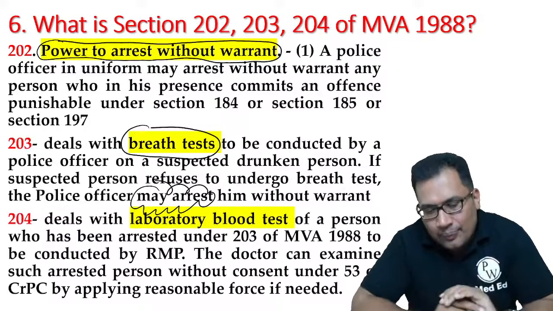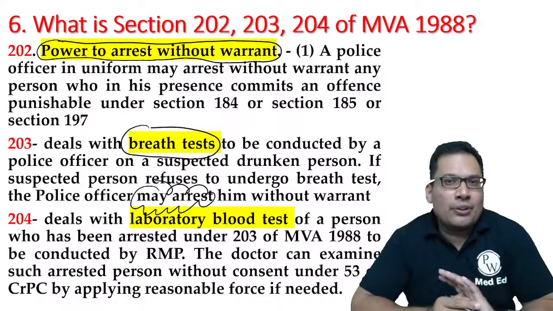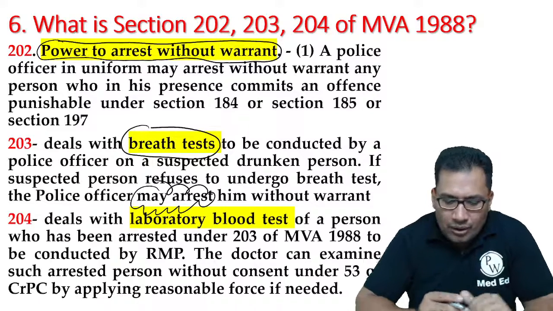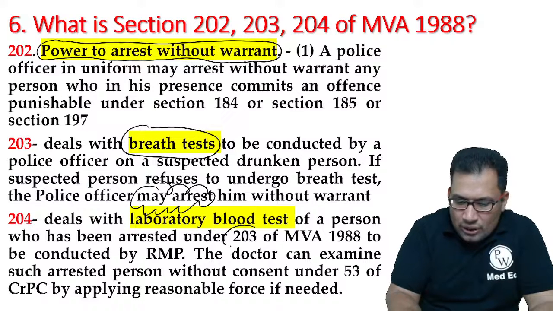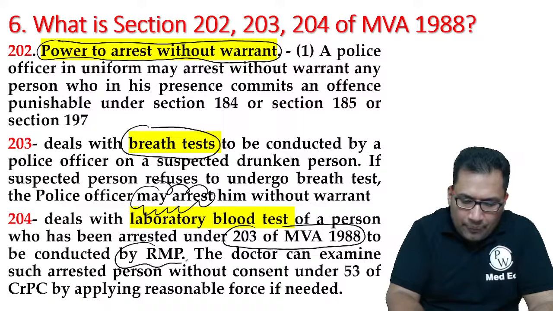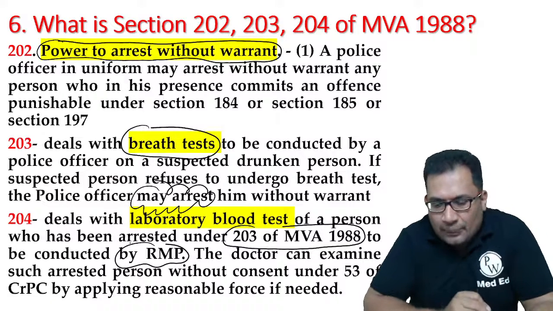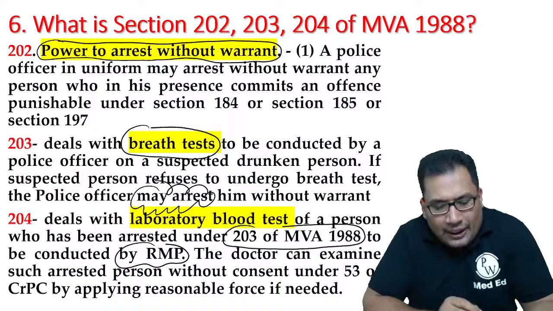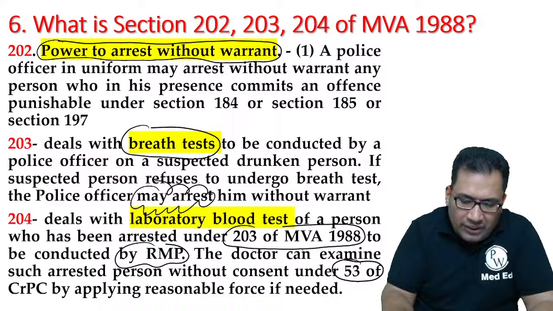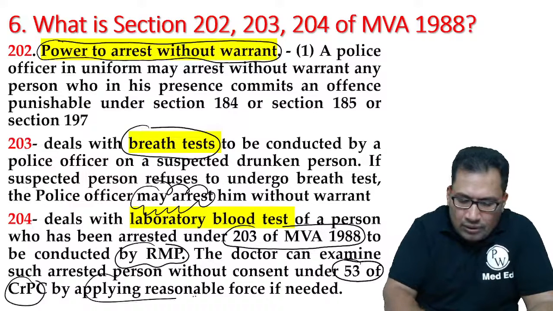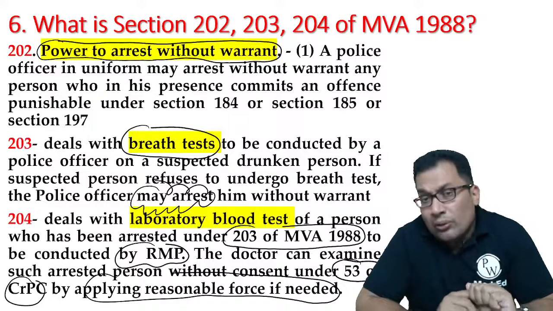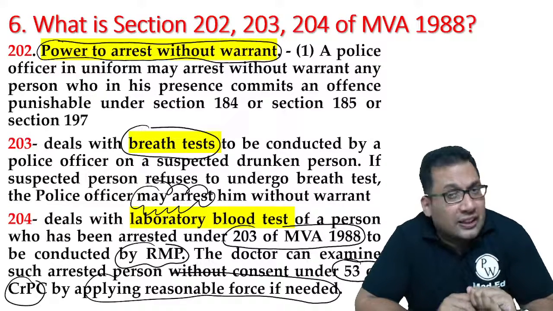What is 204? 204 states that sometimes, to confirm drunkenness, a laboratory test is needed. When a person is arrested under 203 of the Motor Vehicle Act and is examined by a registered medical practitioner, the doctor can examine him without consent under Section 53 of the CrPC, also by applying reasonable force if it is needed.